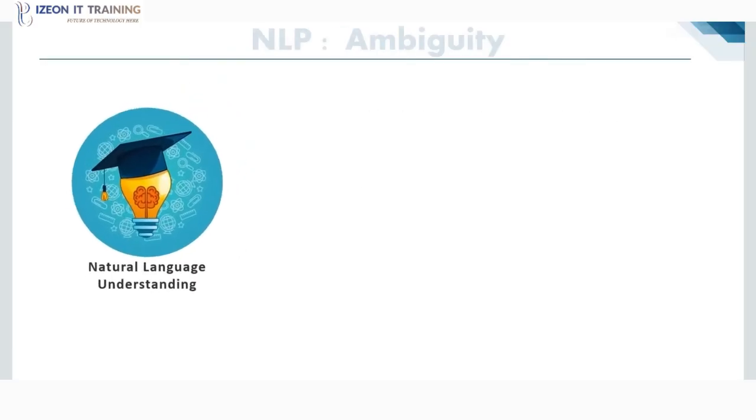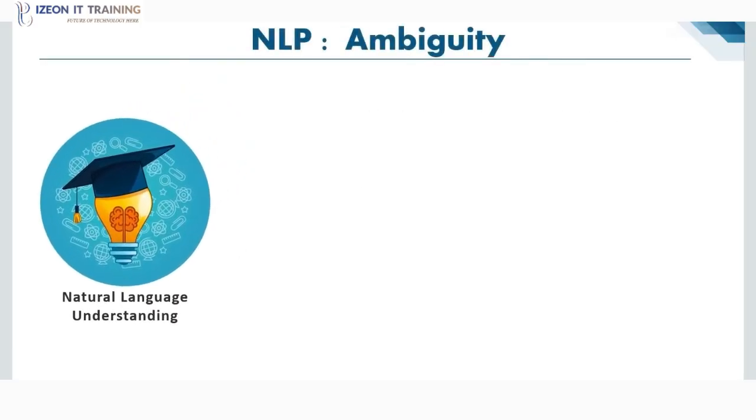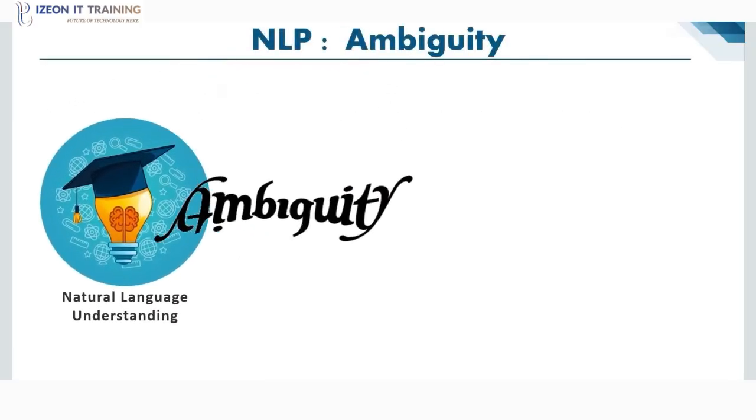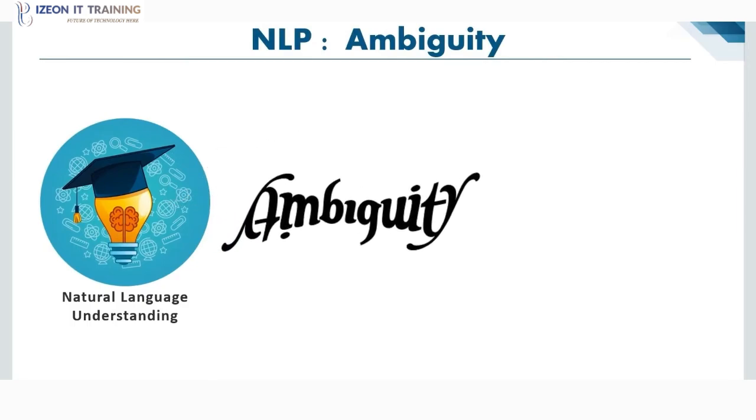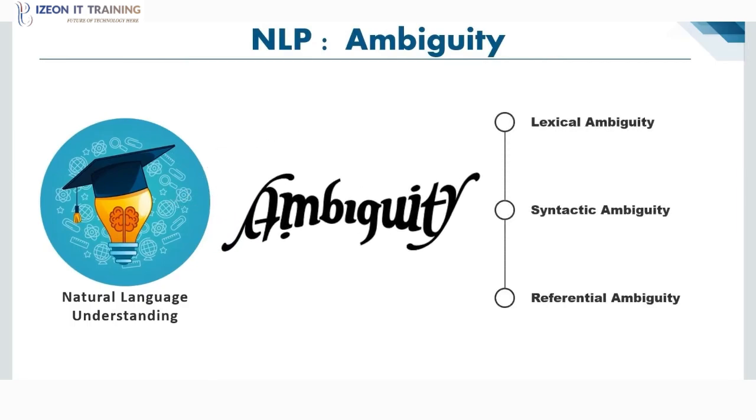Now, understanding a new language is very hard. Taking English into consideration, there is a lot of ambiguity, and that too at different levels. We have lexical ambiguity, syntactical ambiguity, and referential ambiguity.